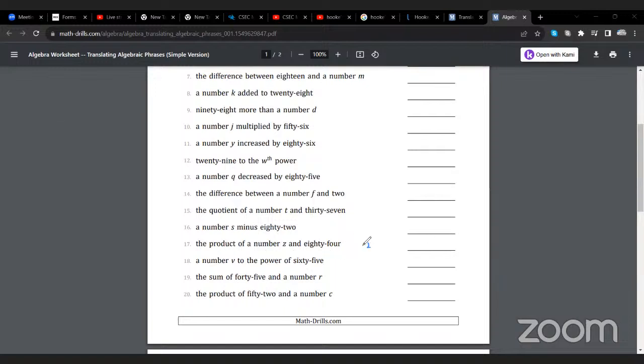You said Z times 84. But how can we write this? 84Z. That's correct. Good. So if we add it, we put the number before the letter. In that sense, it is called a coefficient. Right? So learn the language. It's called a coefficient.